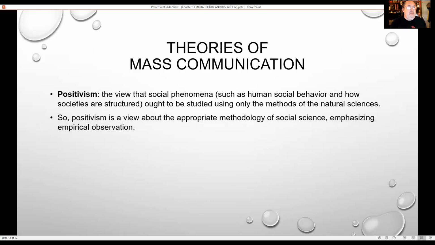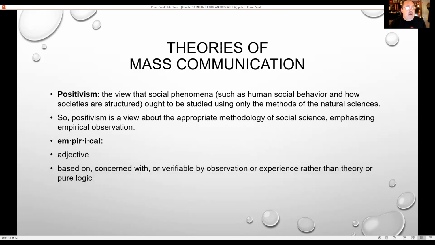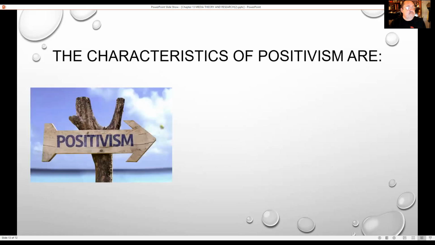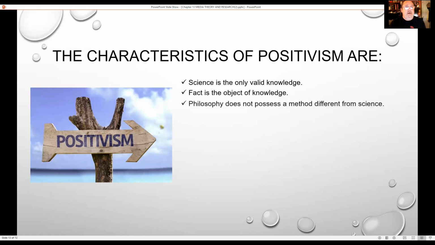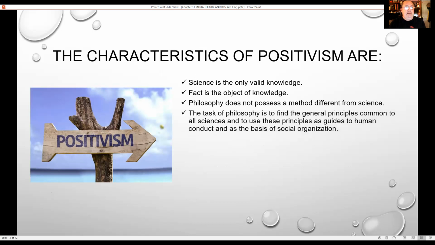So positivism is a view about the appropriate methodology of social science, emphasizing empirical observation, and empirical means based on, concerned with, or verifiable by observation. It's science. So in positivism, science is the only valid knowledge, fact is the objective of knowledge, and philosophy does not possess a method different from science. The task of philosophy is to find the general principles common to all sciences and use these principles as guides to human conduct and the basis for social organization.